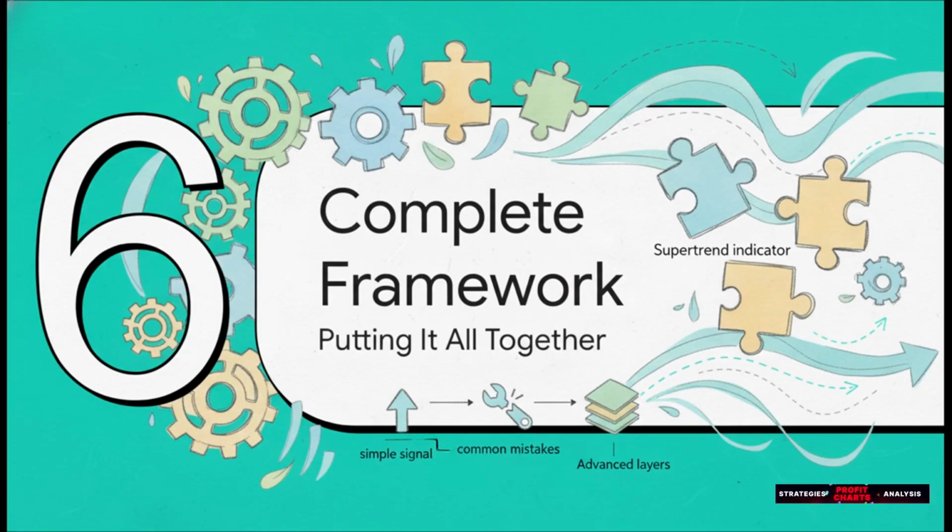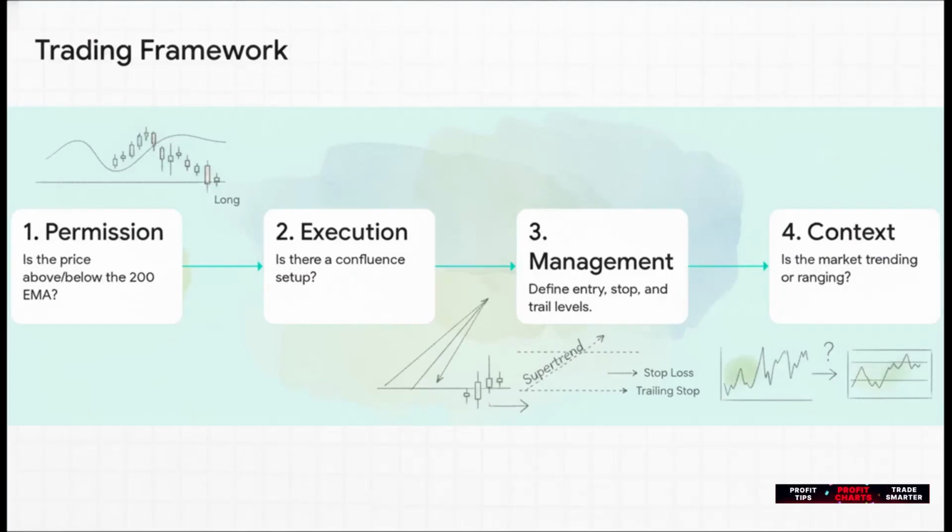All right, let's bring it all home. We've talked about the good, the bad, and the ugly of the Supertrend. We've gone from the simple signal to the huge mistakes to the advanced layers of a real strategy. Now, let's put it all together into one complete, cohesive framework that you can actually use. Here it is, your 4-step checklist. Number 1, permission. Look at your 200 EMA. Are you even allowed to be looking for a buy or a sell right now? Number 2, execution. Don't just chase a color flip. Wait patiently for that high-probability confluence setup, the band touch, the key level, and the confirmation candle.